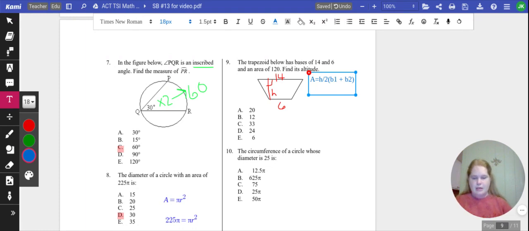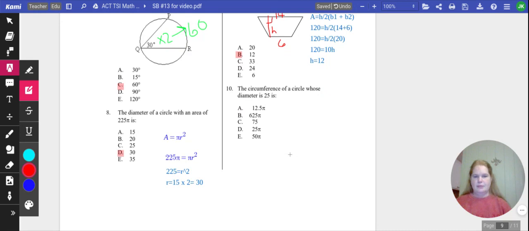Now our trapezoid is 120 for the area. We don't know h, so h over 2. But we do know the two bases. One of them is 14 plus the other one is 6. So I get 120 equals h over 2 times 14 and 6 make 20. So I get 120 equals h over 2 times 20. 20 divided by 2 is 10. So 10h. Divide both sides by 10. I get h is 12. So my answer to this one is 12.